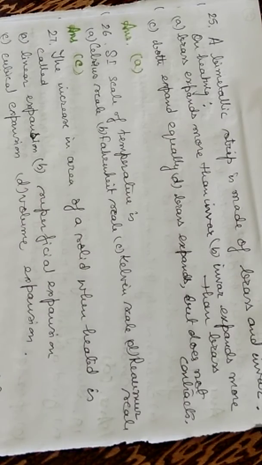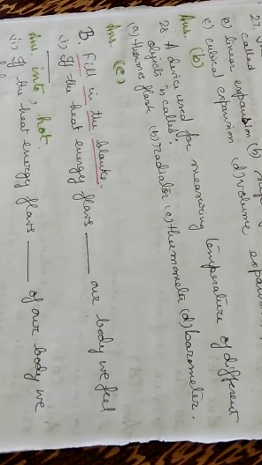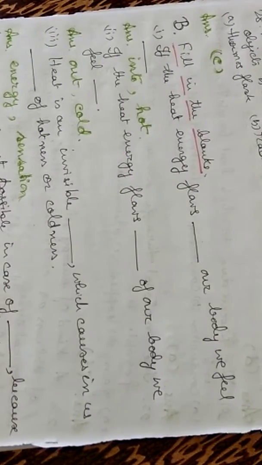Then, SI unit of temperature: Celsius scale, Fahrenheit scale, Kelvin scale and Reaumur scale. It's the Kelvin scale. Then, the increase in area of a solid when heated is called linear expansion, superficial expansion, cubical expansion, or volume expansion. Answer is superficial expansion. A device used for measuring temperature of different objects is called thermos radiator, thermometer, barometer. It is thermometer. Now we come to the fill in the blank section.